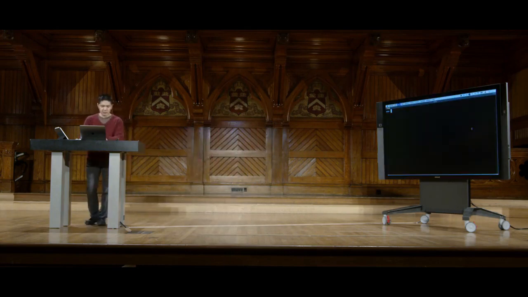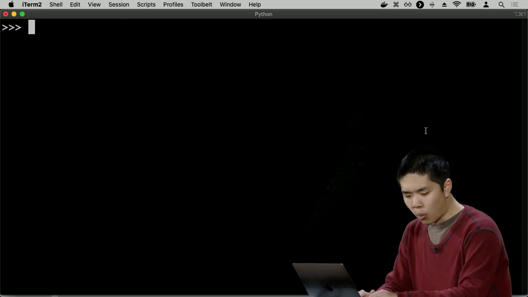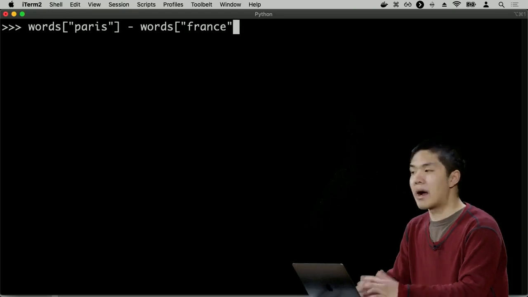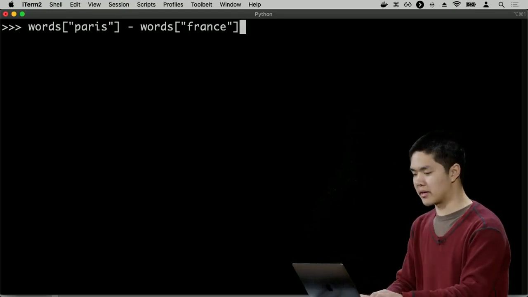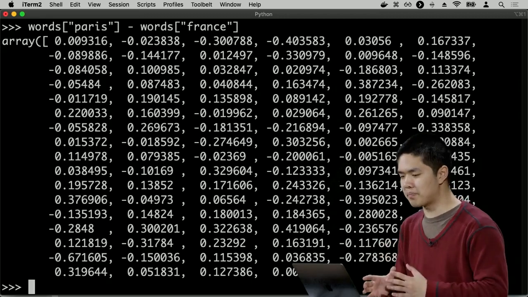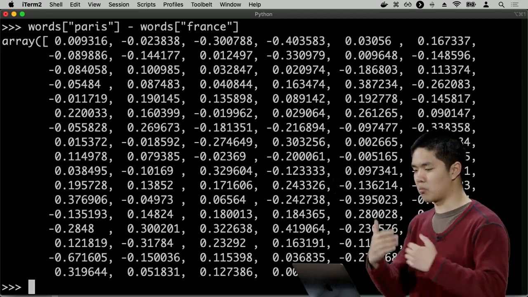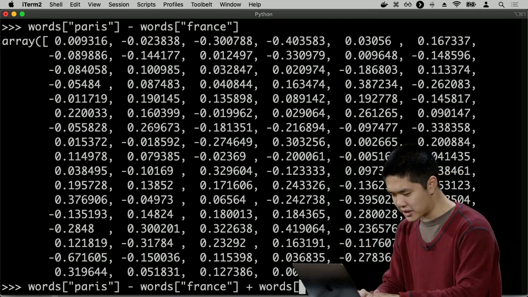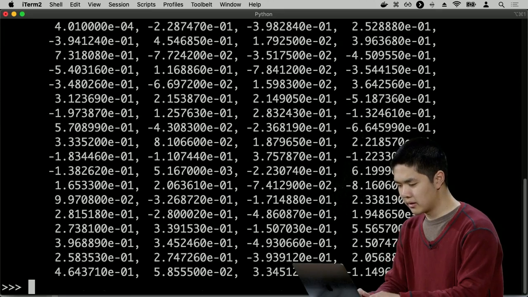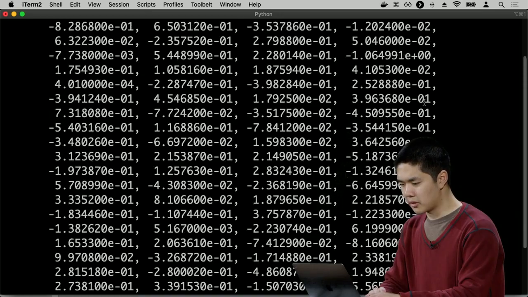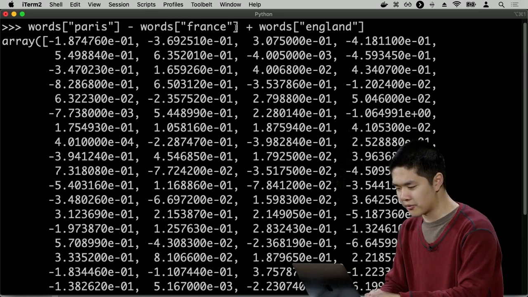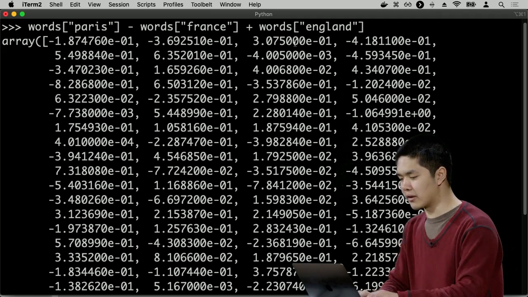So there are more examples of this. We can say, all right, let's figure out the distance between Paris and France. Paris and France are words. They each have a vector representation. This is a vector representation of the distance between them, what takes us from France to Paris. And let me go ahead and add the vector representation of England to that. So this is the vector representation of Paris minus France plus England.